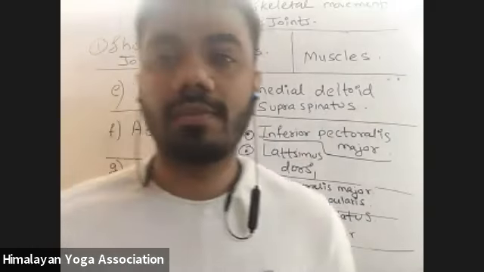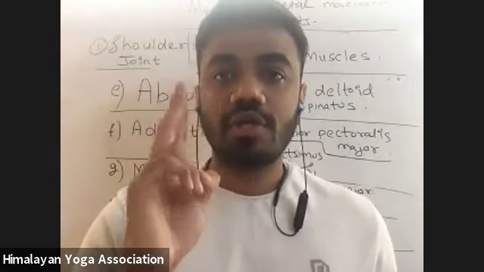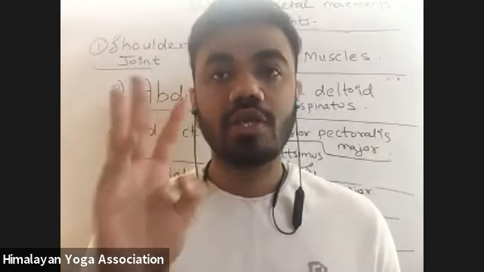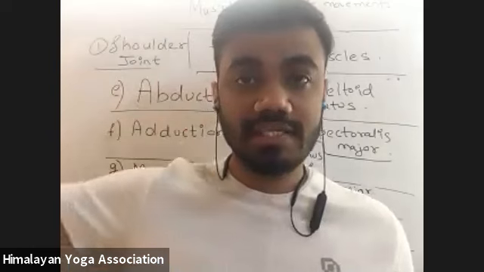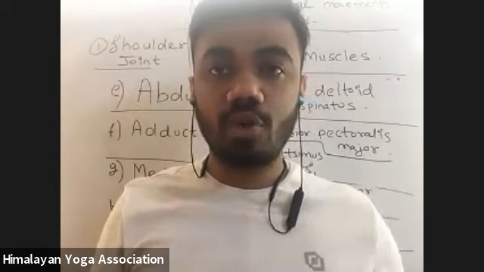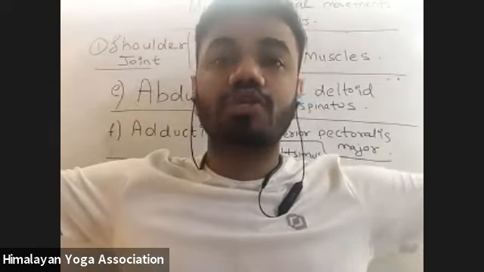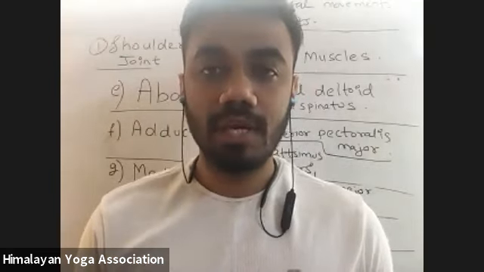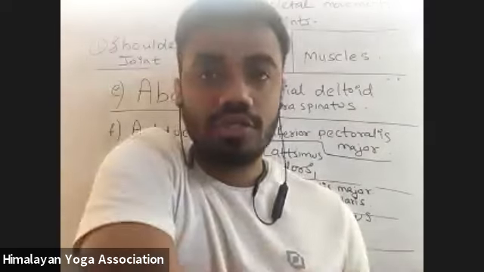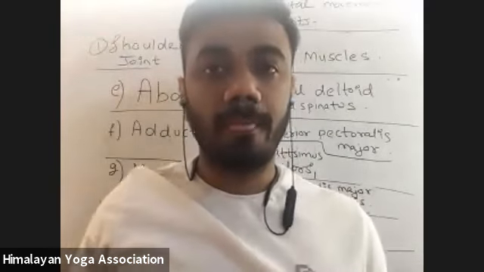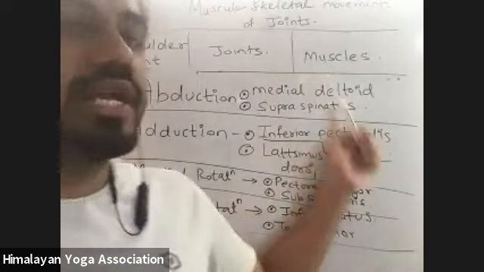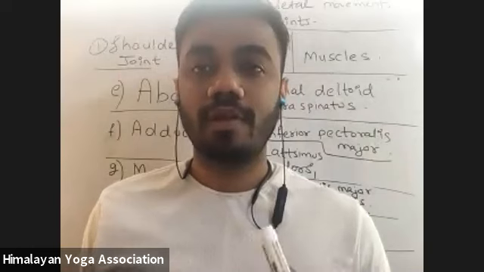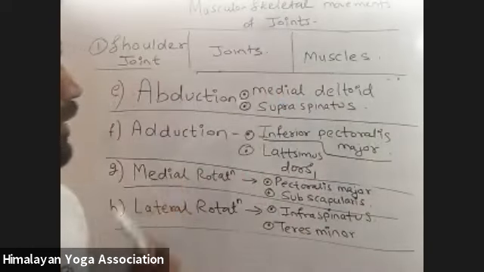So what we have seen up till now: shoulder flexion, shoulder extension, shoulder horizontal flexion, shoulder horizontal extension. Then we have seen shoulder abduction, away from the midline, shoulder adduction, towards the midline. Then shoulder medial rotation in, shoulder lateral rotation out, and the muscles engaged during these actions, for the shoulder joint, one of the ball and socket joints.